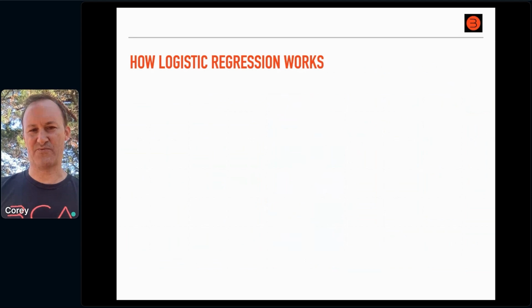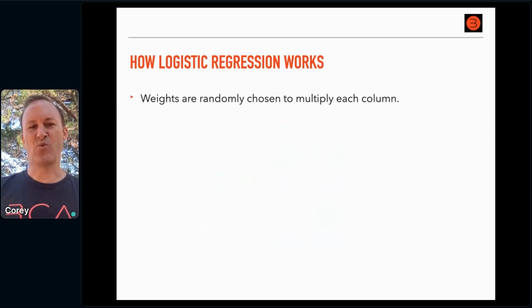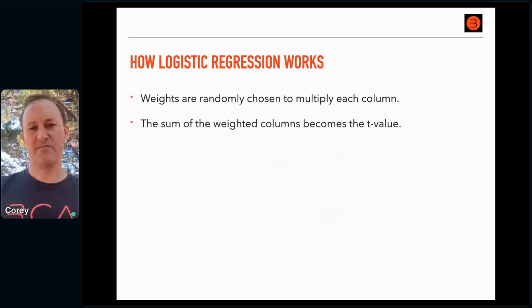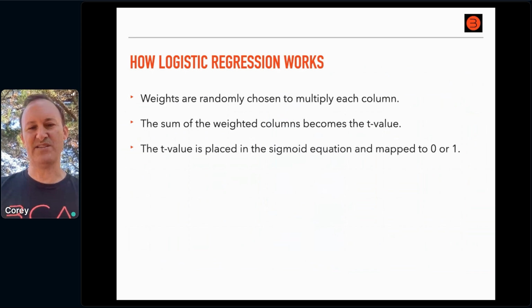Okay, so let me just go over a few brief slides. How does logistic regression work? Sort of a summary of what we were saying. Weights, just think of these as numbers, multipliers, are randomly chosen to multiply each column. When you add those together, that's actually linear regression. When you sum those, that's the input to the sigmoid. They call it the t-value, like x is the input for a machine learning model. You place it into the sigmoid, it'll land somewhere on the red curve, and it'll map to 0 or 1.